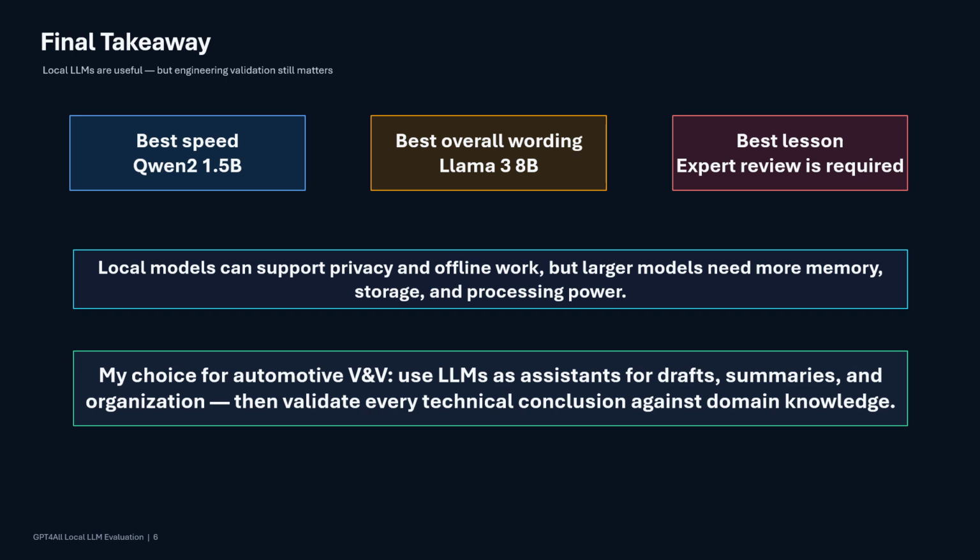Running the models locally demonstrated the trade-off between privacy and computing resources. Local models can work without sending prompts to an external cloud service, but larger models require more memory, storage, and processing power. Based on my experience, the Llama 3 model provided the best overall response quality, but Quinn 2 provided the best speed.